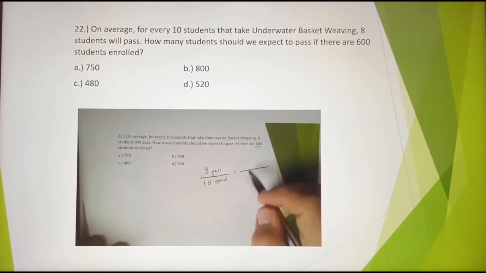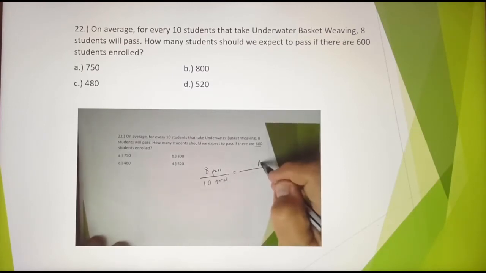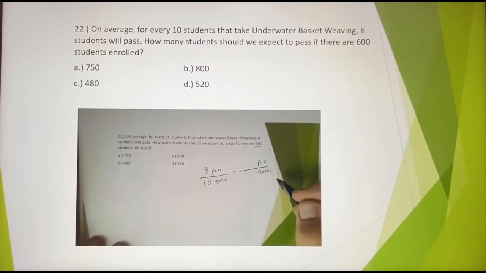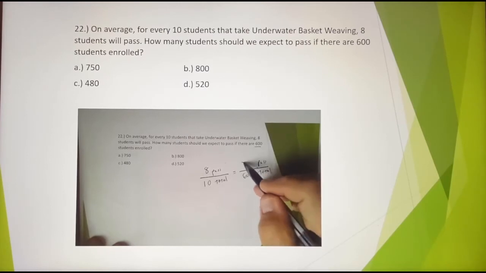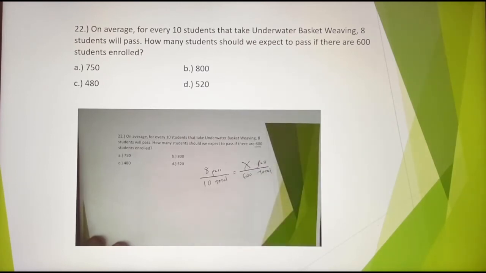So in this case, on the other side of the equal sign, you have the same setup as you had before. We have the number that pass on top and then the total number of students on the bottom. So in this case, we know there's 600 total. How many are going to pass? Well, that's what we're trying to figure out. We don't know, so I'm going to use X as our number. It's just a variable.